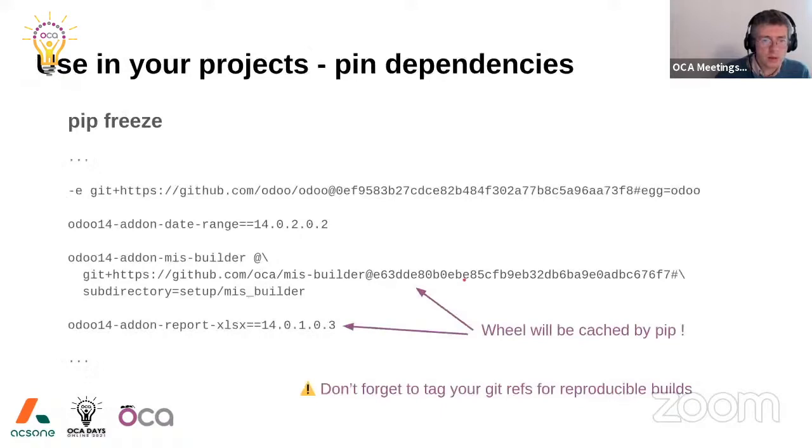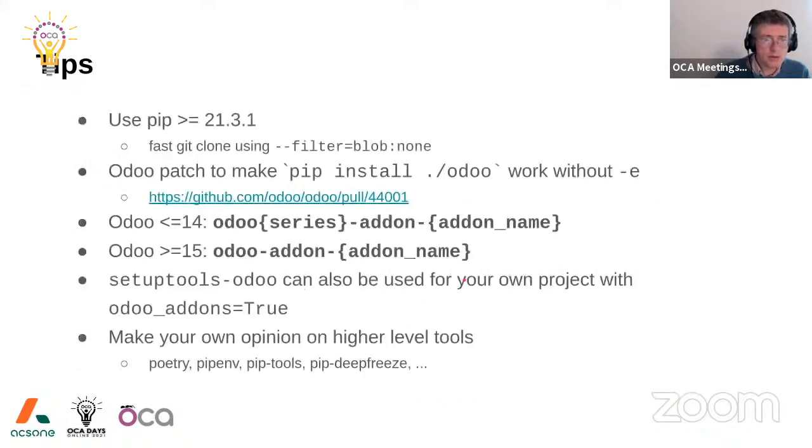All right, so that's the basics, and then you can go further. I'm going to give you a few tips here. So the first thing is that I really recommend to always use the latest version of pip. The latest, which was released earlier this month, is 21.3, and it added a fast git clone option using git clone --filter=blob:none, which means that even doing a pip install of Odoo from Git is going to be reasonably fast. You don't need things like git-autoshare and stuff like that, thanks to this very nice evolution.